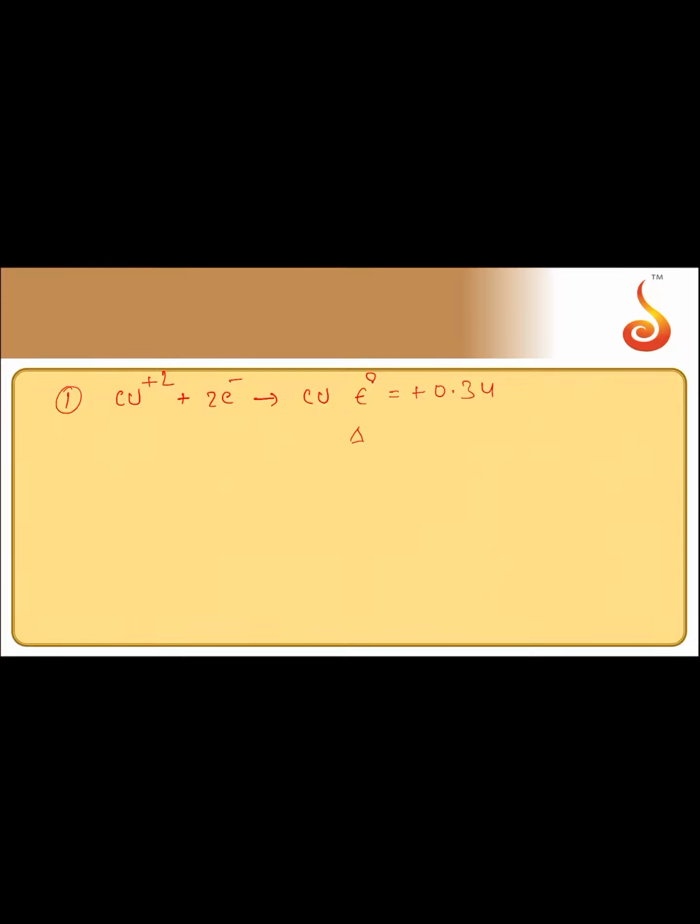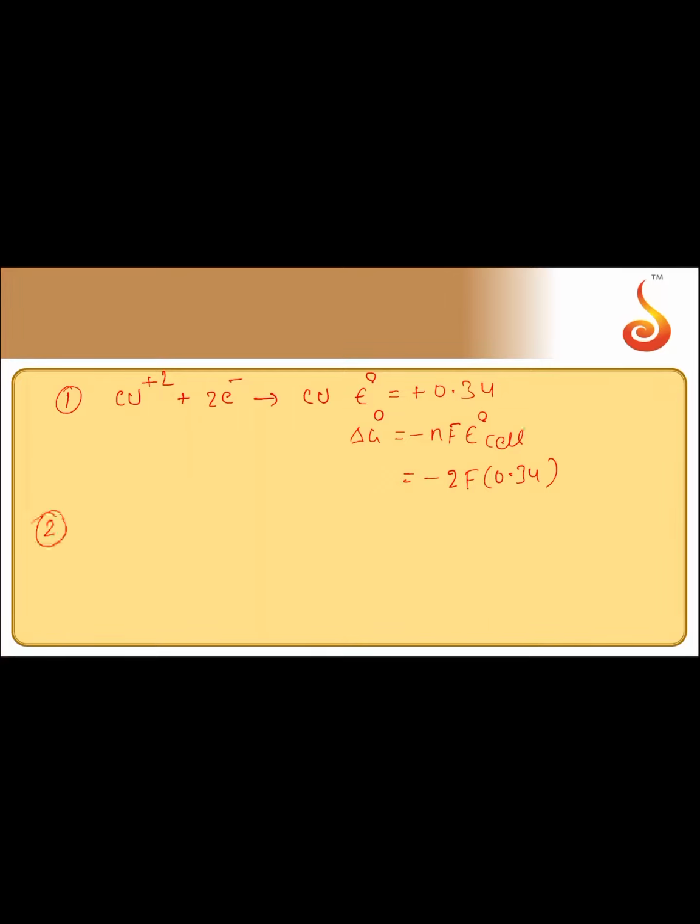Consider here ΔG⁰. We have the formula, ΔG⁰ is equal to minus nFE⁰cell. That is equal to minus n, where n is the number of electrons, 2, F, and the E⁰cell value is 0.34. Okay, that is the direct step.